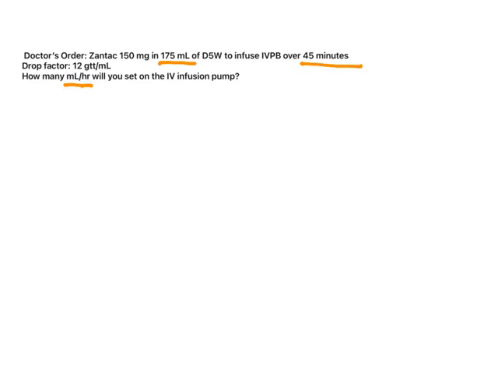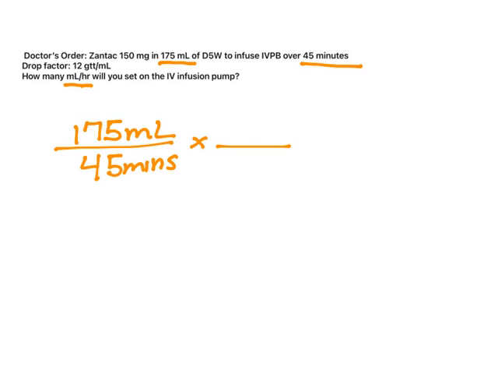So let's start with the order. In this question, we have 175 mLs, and our time is over 45 minutes. We know that our answer needs to be in mLs per hour, but we're currently in mLs per minute. So we want to cancel out our minutes. Minutes is on the bottom, so minutes need to go on the top. 60 minutes is equal to 1 hour.